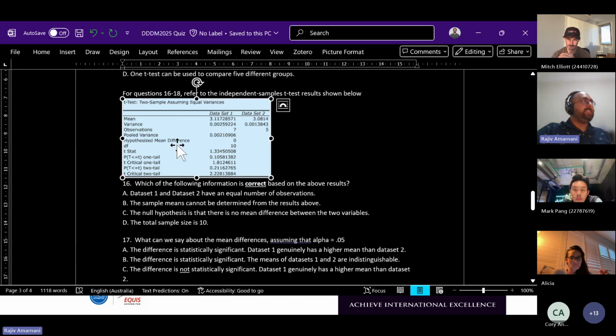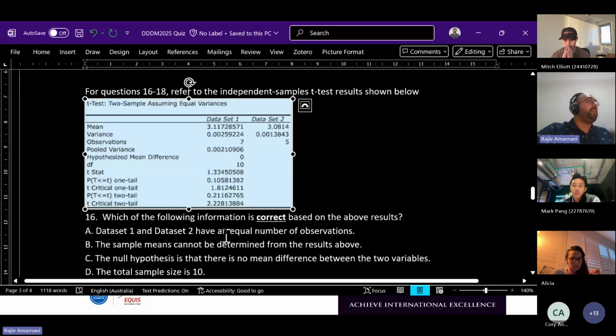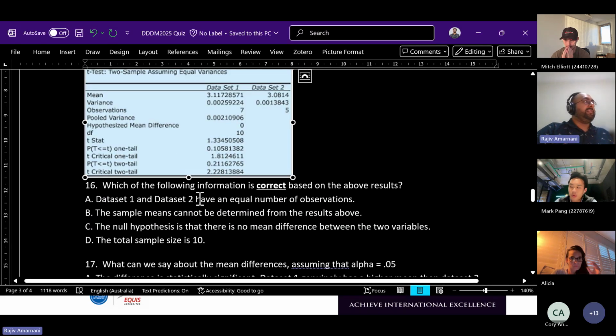For 16 to 18, we're looking at this figure here, output here. And let's see which of the options in item 16 is correct. Data set 1 and 2 have an equal number of observations. That's not true because there's 7 in 1, 5 in 2. The sample means cannot be determined from the results above. Nope, they're right there. The means are right there. The null hypothesis is that there is no mean difference. Yeah, that's right. The total sample size is 10. No, it's 12. It's 7 plus 5. It's 12.